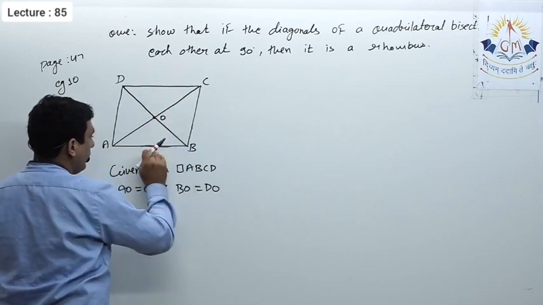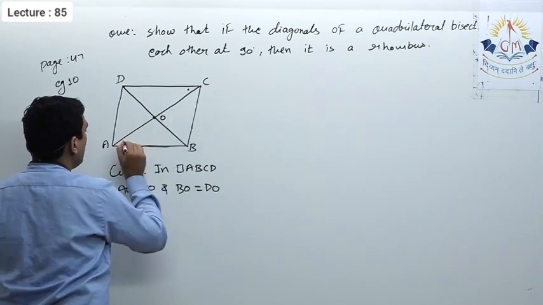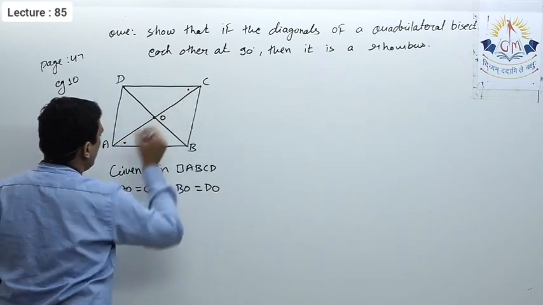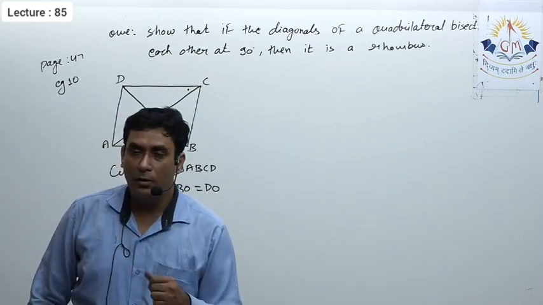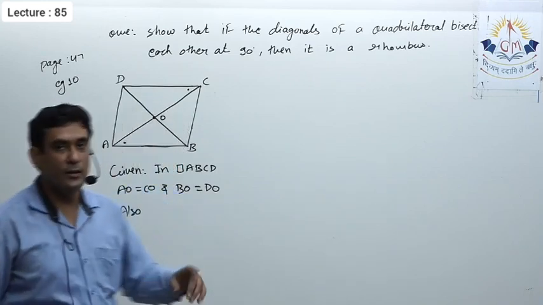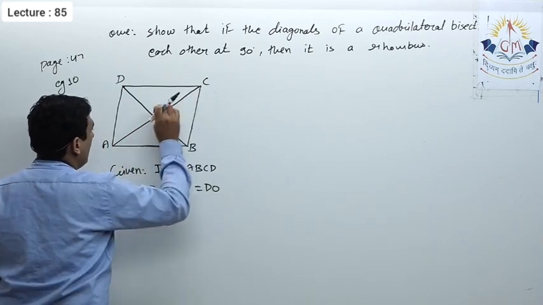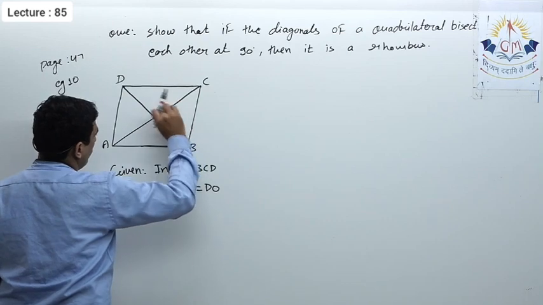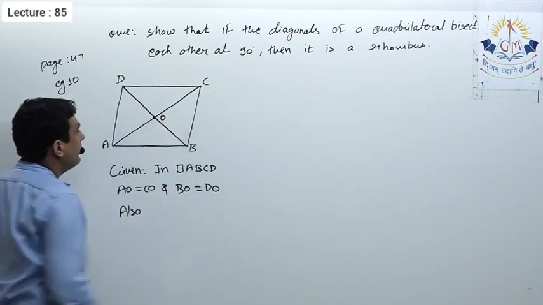So I will say DC is equal to AB. Also these two angles are equal, which are alternate interior angles, that means DC is parallel to AB. So if one pair of opposite sides of a quadrilateral is equal and parallel, then it will be a parallelogram. Then after that I'll prove these two triangles congruent so that I can prove one of the angles is 90 degrees.